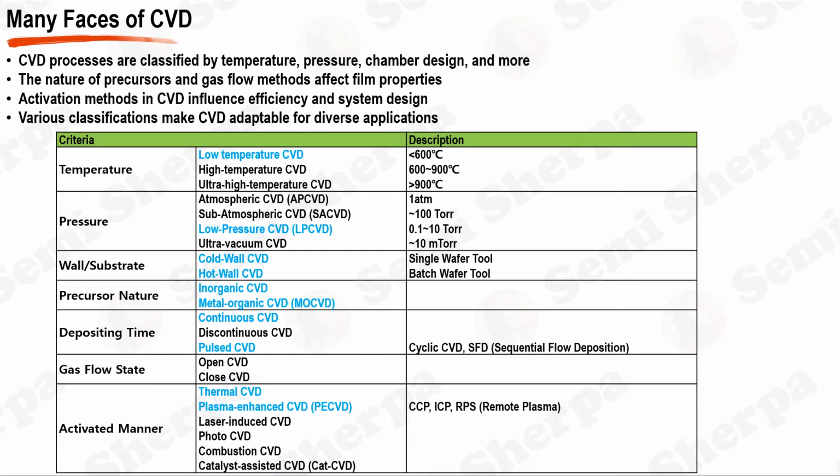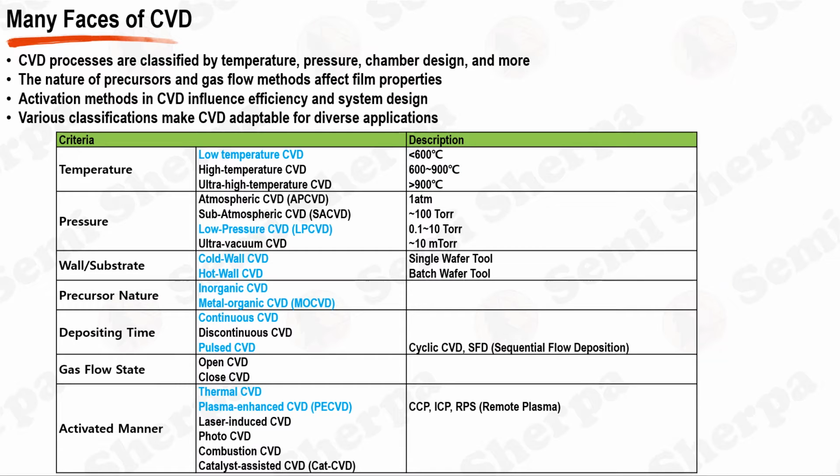reactions. The design of the CVD chamber, whether it's a cold-wall single-wafer tool or a hot-wall batch furnace tool, also differentiates the process types. Single-wafer tools allow for high process control and fast process changes, while batch furnaces enable high throughput by processing many wafers simultaneously. Further classification arises from the nature of the precursors, either inorganic or metal-organic. Metal-organic precursors are often used in metal-organic CVD, MOCVD, processes to deposit compound semiconductor materials, while inorganic precursors are widely used for elemental and compound film deposition.